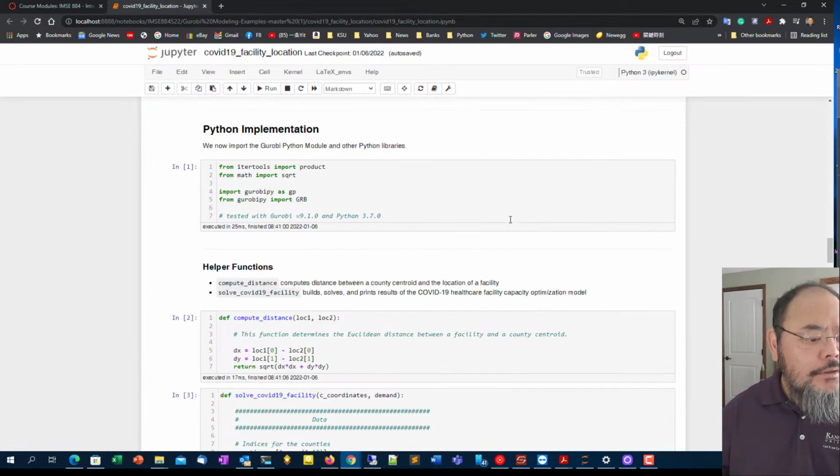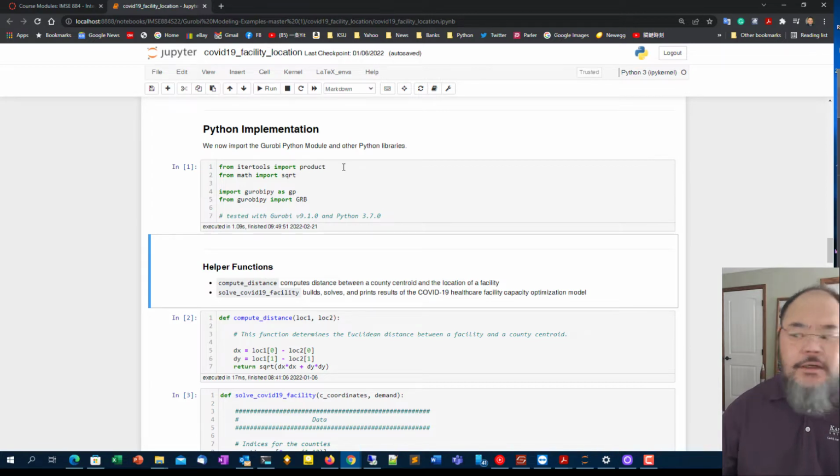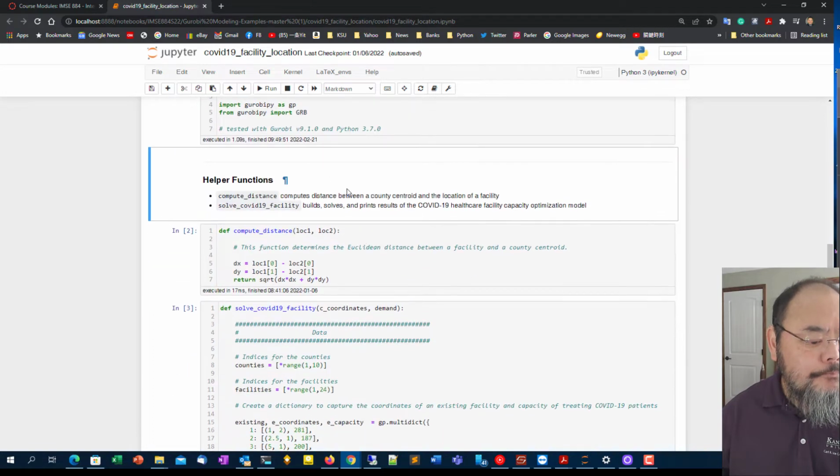All right, here we start running our program. So first we import some of the Gurobi Python API library, and here we have some additional libraries. One we call itertools, called product, which calculates the inner product for two different vectors. And the math library, we're trying to import the square root function.